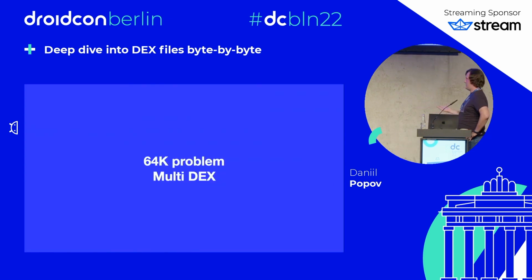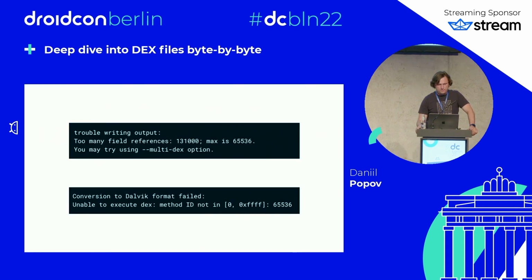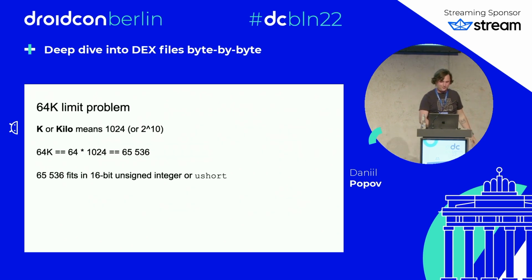Then let's proceed to this famous 64K problem in multi-DEX. Raise your hand if you remember this kind of error when you were compiling your application. Oh, a lot of you. So you've been doing Android development for so long, right? Yes, if you remember this, you've been doing it for a long time.